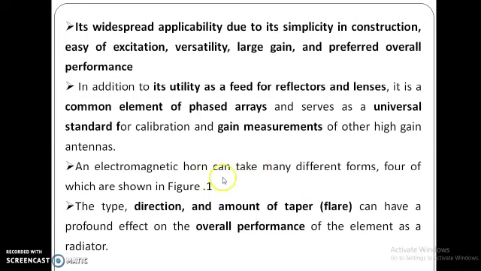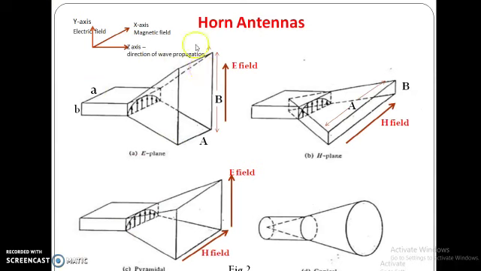So the electromagnetic horn can take many different forms, four of which are shown in the figure. These are the four different forms of horn antennas. This is called the E-plane horn antenna, the H-plane horn antenna, this is the pyramidal horn antenna, and this is a conical horn antenna. This is the E-plane. This is the broader dimension, this is the smaller dimension.